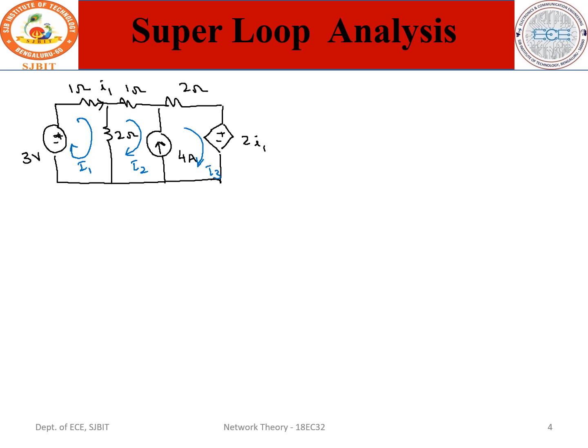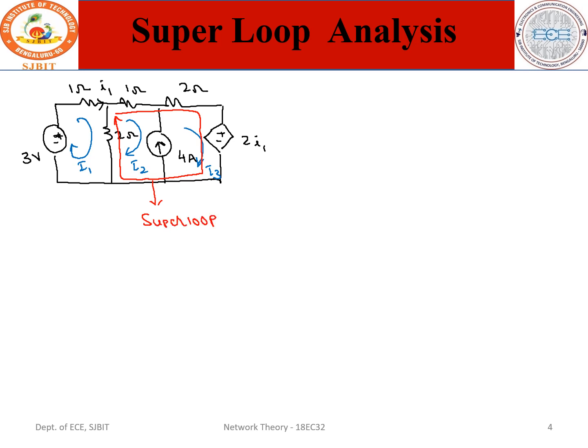So in this example, there is a 4 amps current source existing between loop 2 and loop 3, and therefore this is the super loop. So this becomes a super loop. This is your super loop.